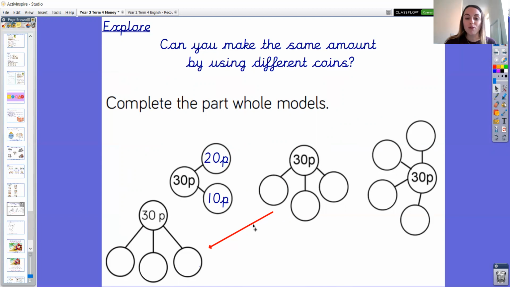Okay, let's have a look at making 30p using 3 different coins this time. And there is more than one way of doing this, hence why there is another part whole model which looks exactly the same here in the bottom left corner. Okay, what I'd like you to do, Year 2, is pause the video here to see if you can find both ways of making 30p using 3 coins each time.